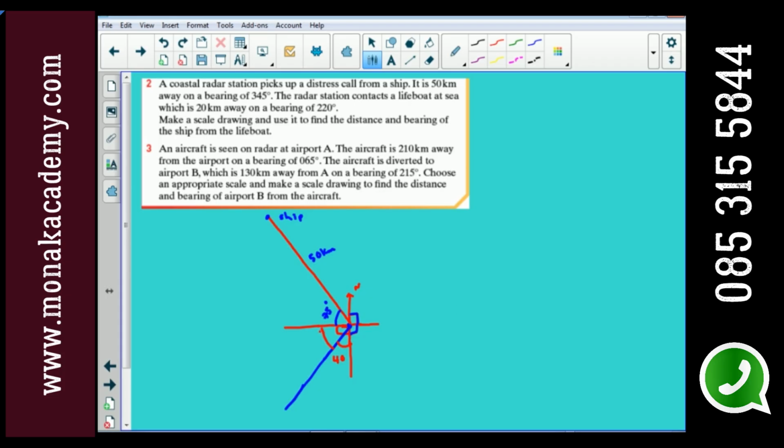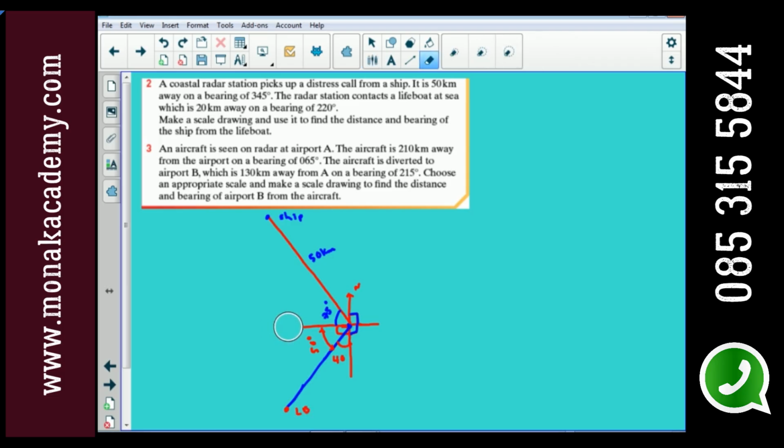What is this angle? 50. 50? How did you get it? Because this whole angle is 90, minus 40 is 50. All right, excellent. So we know this will be 50 degrees. So our lifeboat is somewhere here. Okay?